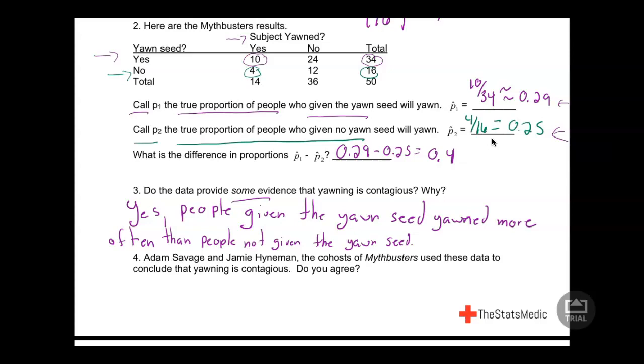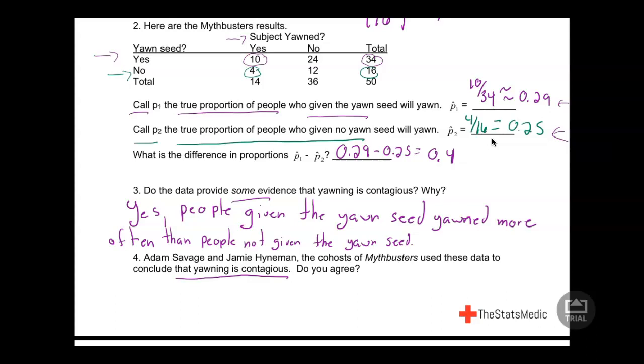But now it says that Adam Savage and Jamie Hyneman, the co-hosts of Mythbusters, use these data right here to conclude that yawning is contagious. Do you agree? Because they found that in their experiment right here, 4% more in the yawn seed group yawned compared to those that didn't receive the seed. Could it just have happened by chance?